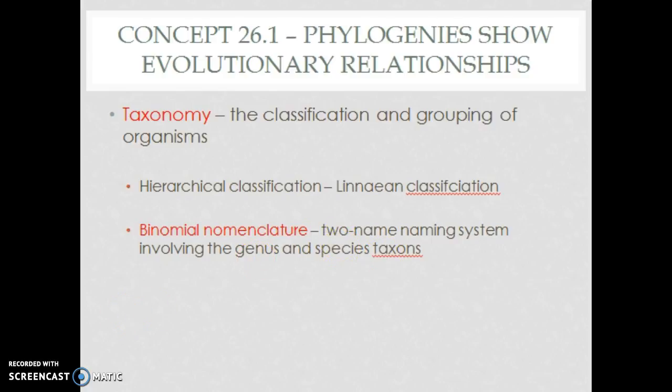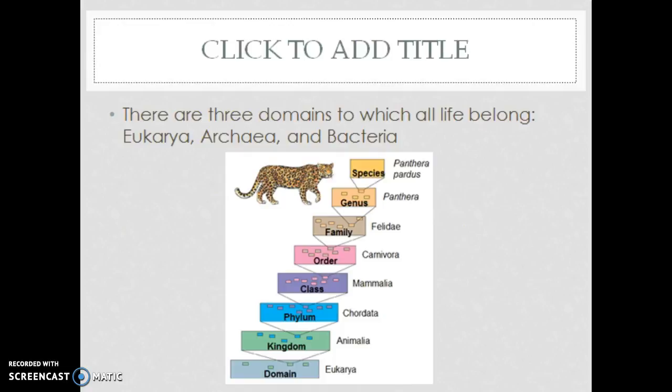So let's check out that taxonomic tree right here. The genus and species are used to create a name for this particular panther. It's Panthera pardus. We can see the name of him right here, Panthera. That is the name of the genus that he belongs to. Pardus is his specific species name. Binomial nomenclature is putting those two names together to create a scientific name for him.